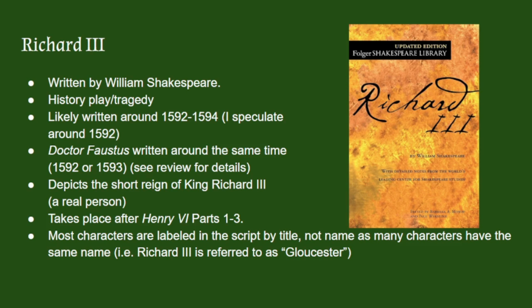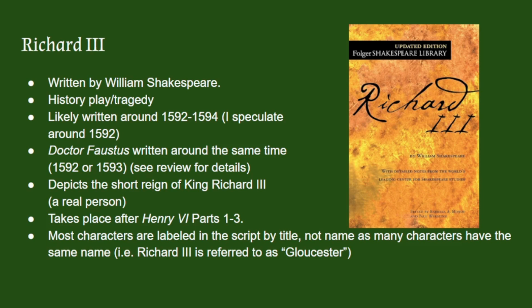Anyway, this play is supposed to depict the short reign of King Richard III. Now, Shakespeare wrote other history plays before this, but this play in particular is supposed to conclude the story of the plays Henry VI, parts 1 through 3. And I am serious saying this, parts 1 through 3 are their own individual plays.